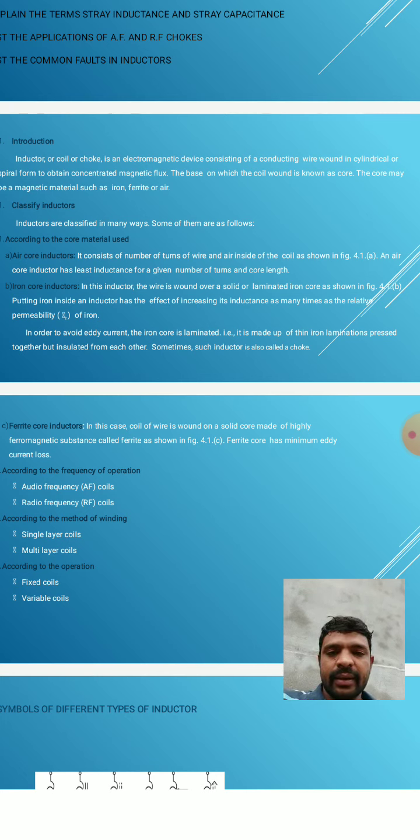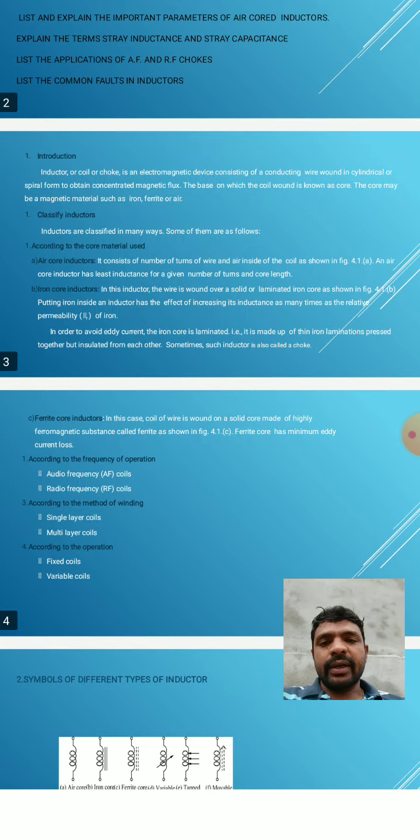Ferrite core inductors. In this case, the coil of wire is wound on a solid core made of a highly ferromagnetic substance called ferrite. A ferrite core has minimum eddy current loss. So ferrite core inductors are made with a ferromagnetic material as the base. These are the three types according to the core material.